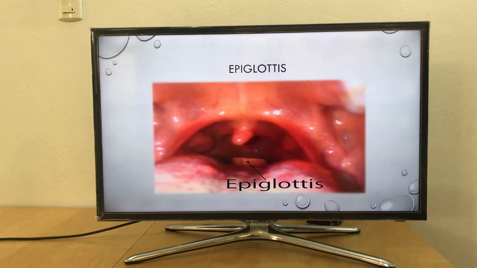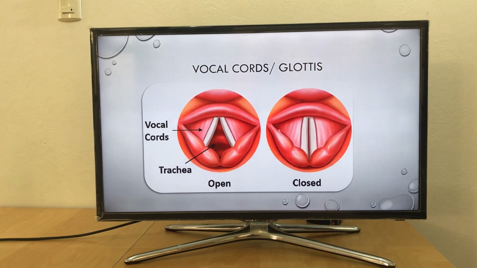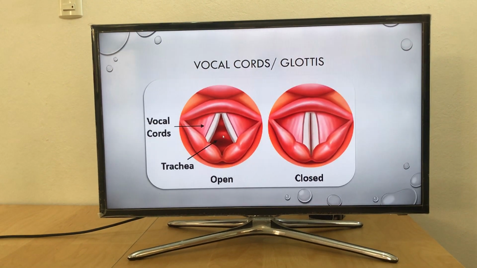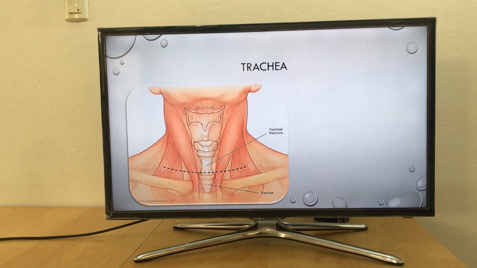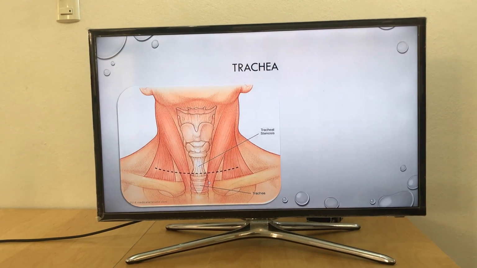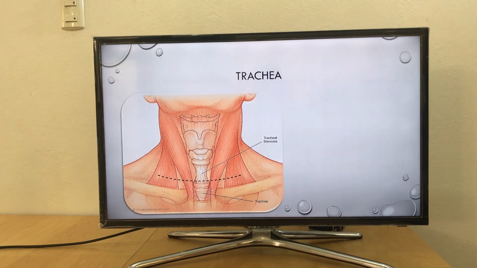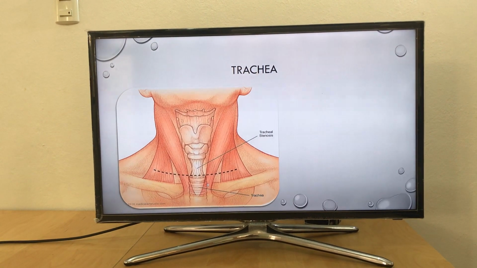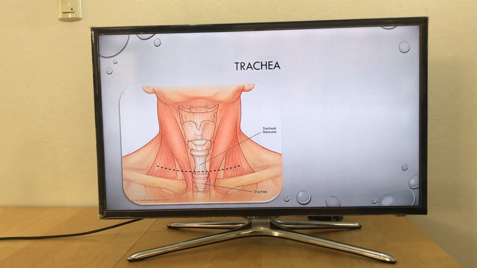What about this picture? You can see a human epiglottis and our vocal cords when they are closed and when they are open. In the back part, you can see the trachea. The trachea, locally called the windpipe, is the tube that connects the pharynx and larynx to the lungs, allowing the passage of air, and so is present in almost all air-breathing animals and human lungs.